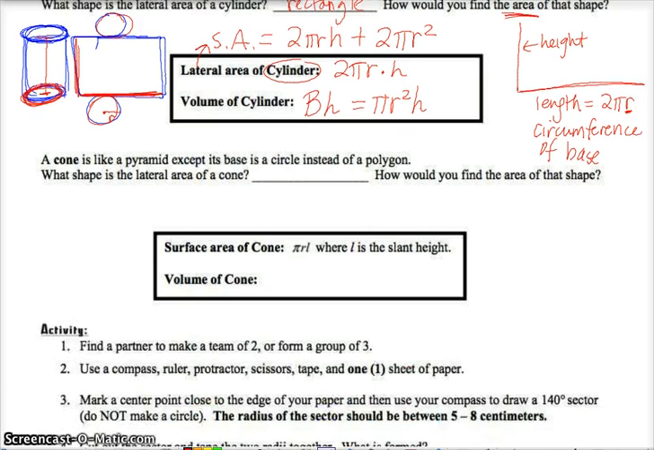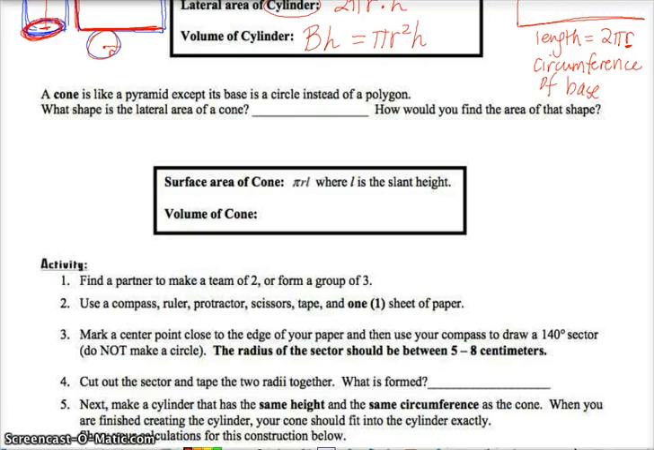Okay, now a cone is like a pyramid. So what do you think is going to happen to the volume of the cone? Well, we're going to divide it by 3. So the volume of a cone is 1/3 of the base times the height. But what is the base in this case? It's pi r squared. So it's pi r squared h divided by 3. Right? The base times height divided by 3.